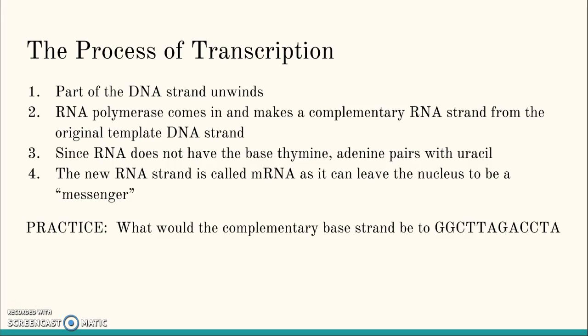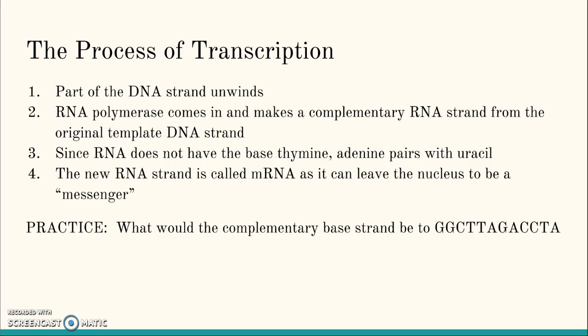So the process of transcription. Transcription first starts when the DNA strands unwind. We have to have part of that unwind. And then RNA polymerase this time comes in to make a complementary RNA strand from the original DNA template strand. Remember when we did DNA replication, we were using DNA polymerase. This time we're going to use RNA polymerase because we want to make a copy of the DNA, but we want to make something that can leave the nucleus, so we need that RNA.